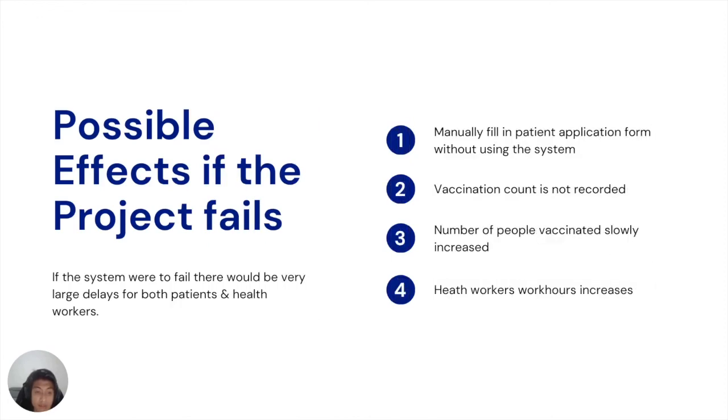Now to the possible effects if the project fails. If the system were to fail, there will be a very large delay for both health workers and patients, as firstly, the application system will have to be done manually or completely scrapped, causing large lines and confusion with the vaccinations. The healthcare workers will have to manually make sure they give the correct doses to the right person while recording how many doses were given.